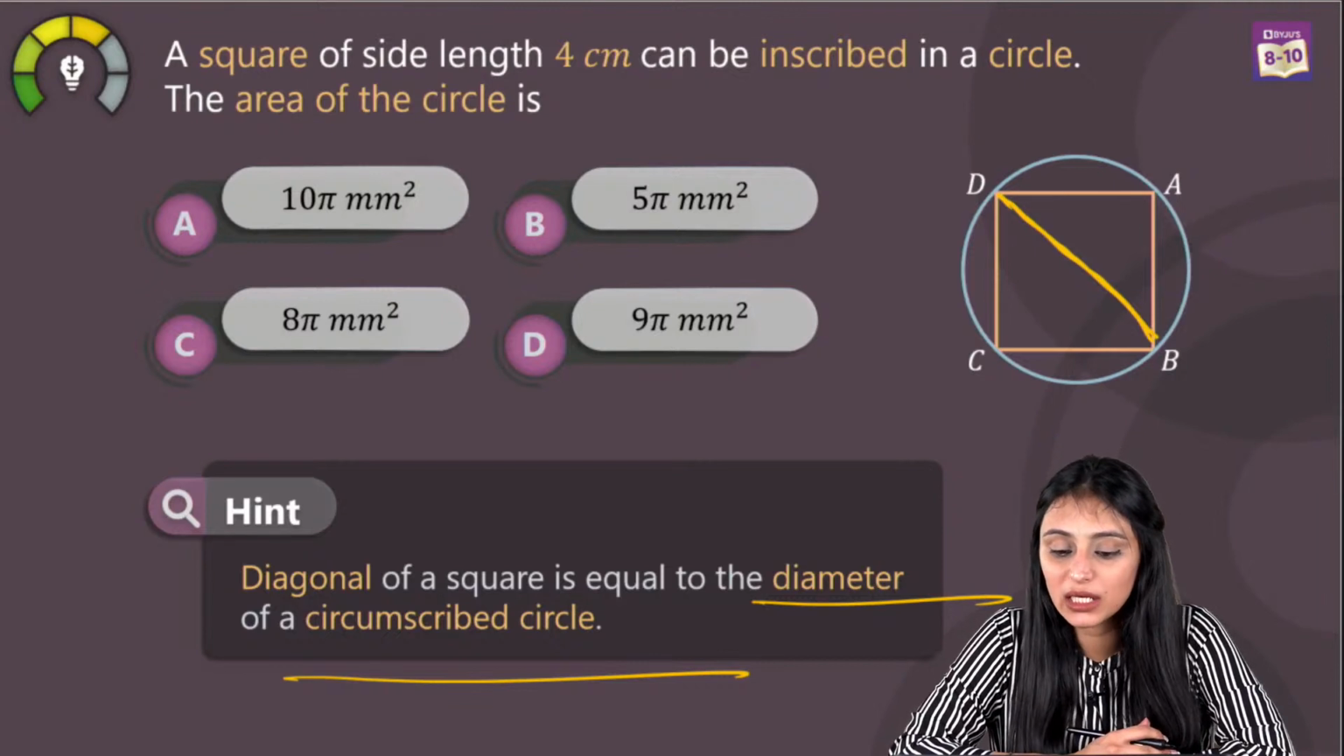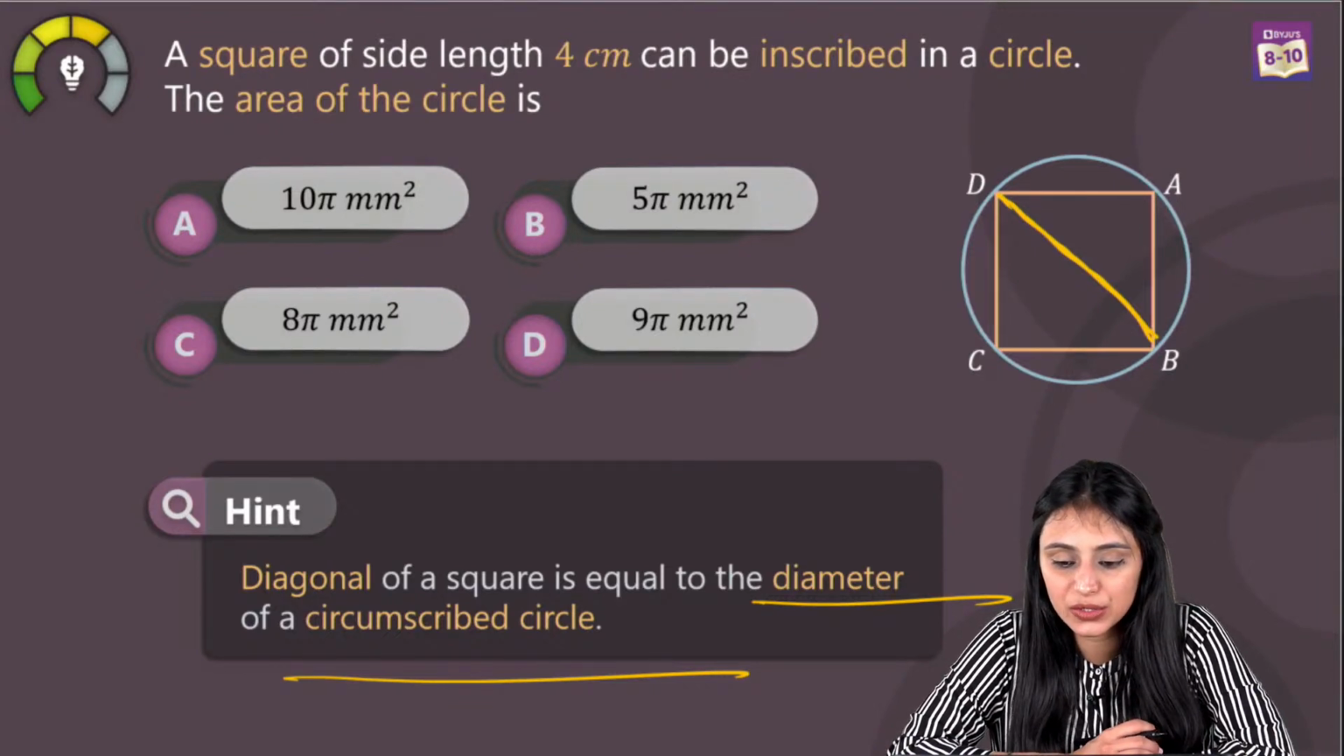Neetu, screen is blur. Just refresh your screen once. Jasra, radius is 4.